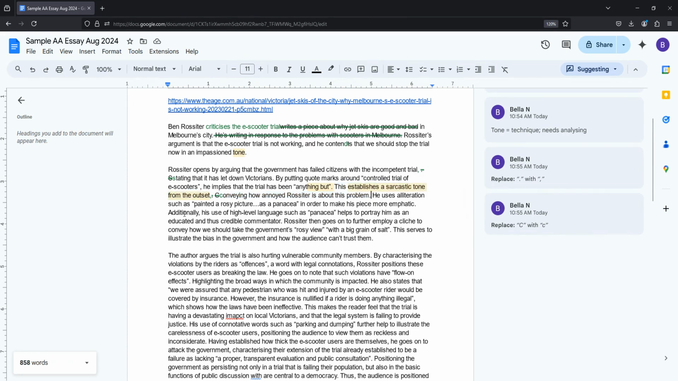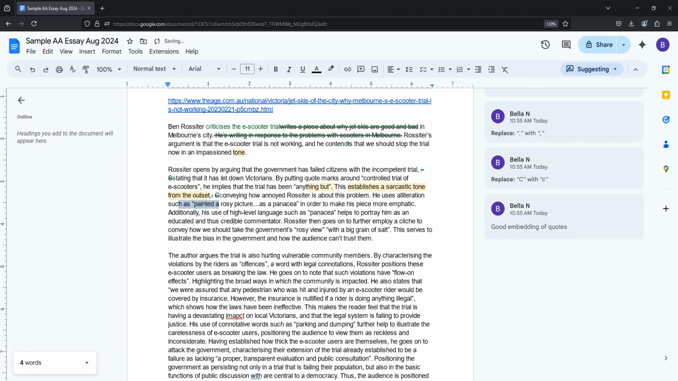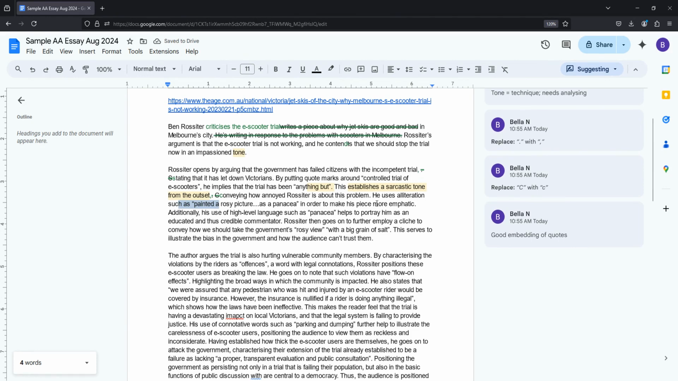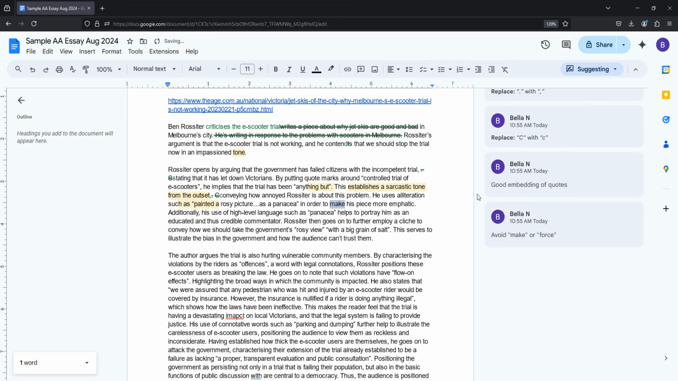He uses alliteration such as painted a rosy picture as a panacea in order to make his piece more emphatic. Embedding of quotes is good, so that's strong. But again, in order to make his piece more emphatic, first thing, try and avoid words like make or force to say, like the author forces or makes the audience think or feel something.